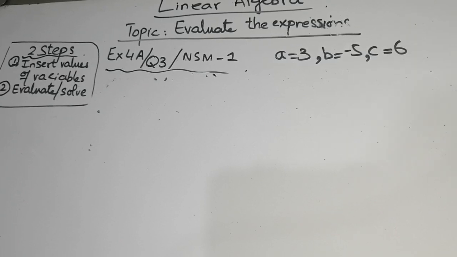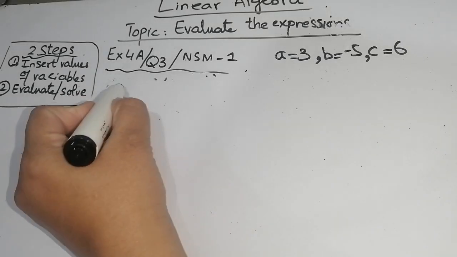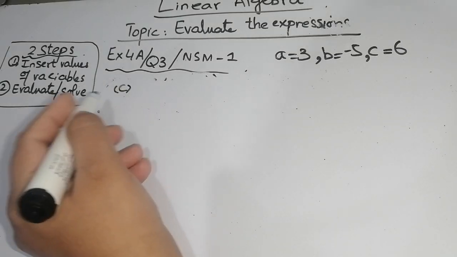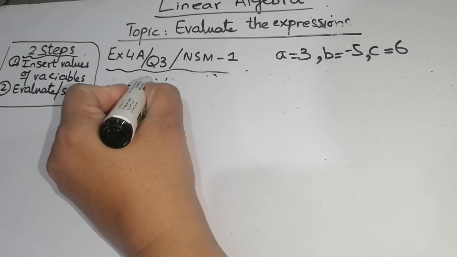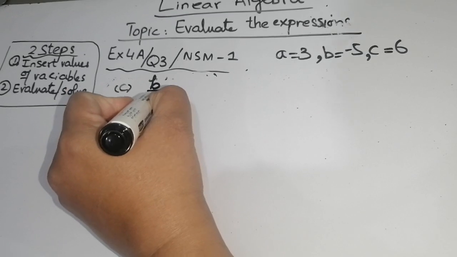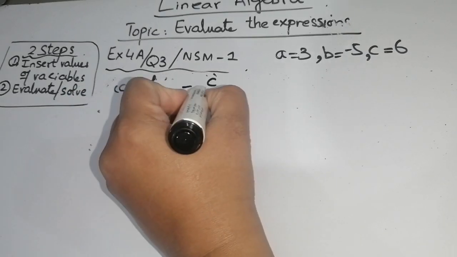In the previous video we have solved A and B part of question number 3. So now we are going to solve C and D part. Basically every part of this question is different, so I'm trying to solve different questions, and then at the end of the video I will give you some practice questions as well. So C part of this question is B by A minus C by B.